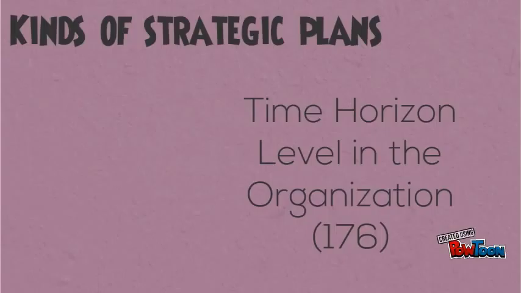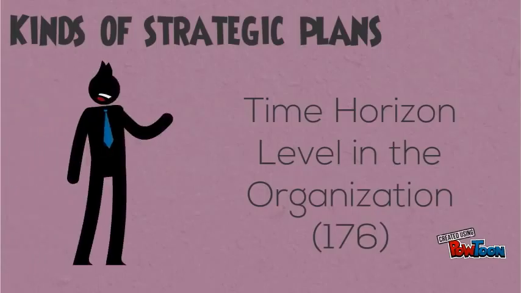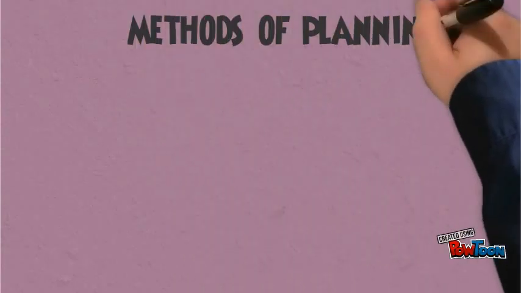Time horizon is dependent on the age of the firm and stability of the market. Level in the organization is when each organizational level has a plan. There are 3 methods of planning.